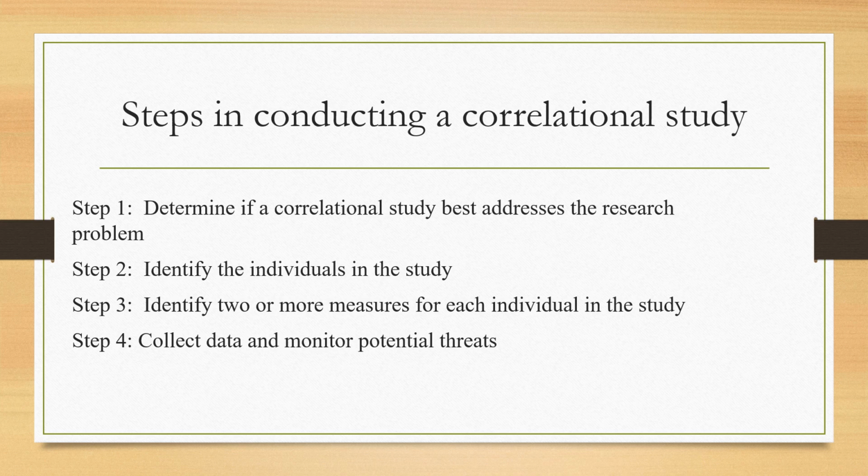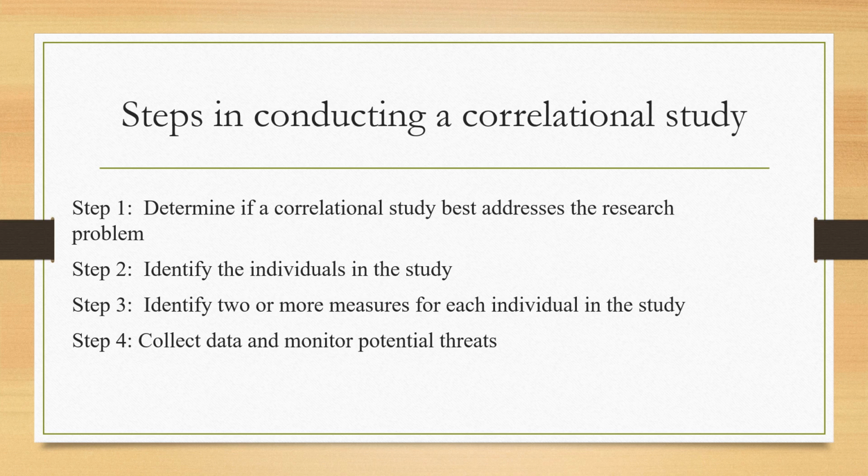There are several steps involved in conducting a correlational study. The first step involves determining if a correlational study best addresses the research problem. Since groups are not being compared in a correlational study, research questions such as, is secure attachment between a parent and child related to social competence in children, might be appropriate.